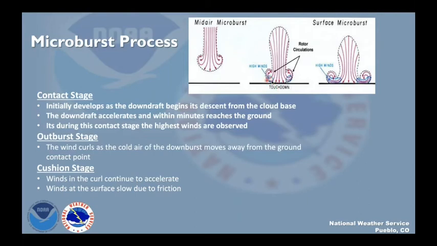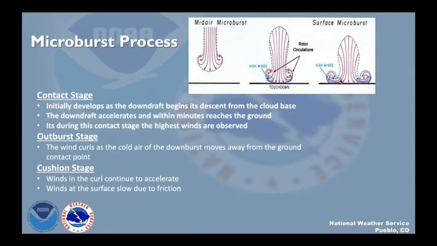But this area right here is enhanced by the winds moving down at this location, and then the winds spreading on the surface. So this area right here is where your highest winds are going to be, just because you get this, it's like a pressure kind of effect. It's forcing air down and out.